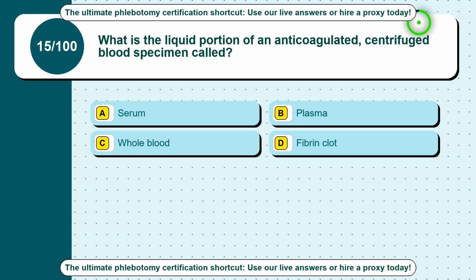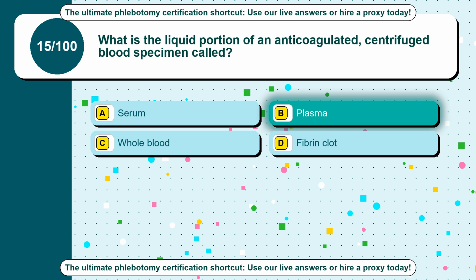Question 15. What is the liquid portion of an anticoagulated, centrifuged blood specimen called? Option A, serum. Option B, plasma. Option C, whole blood. Option D, fibrin clot. The correct answer is option B, plasma.